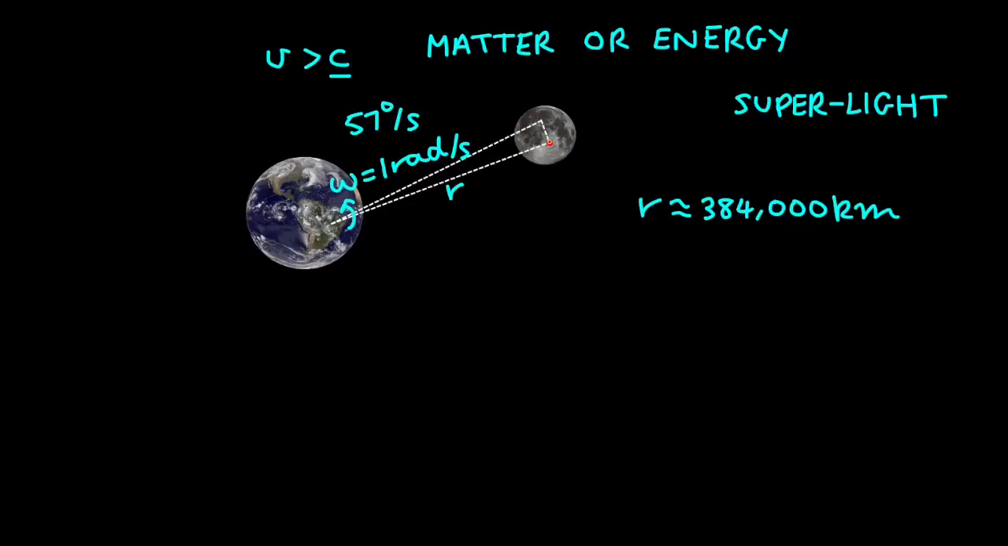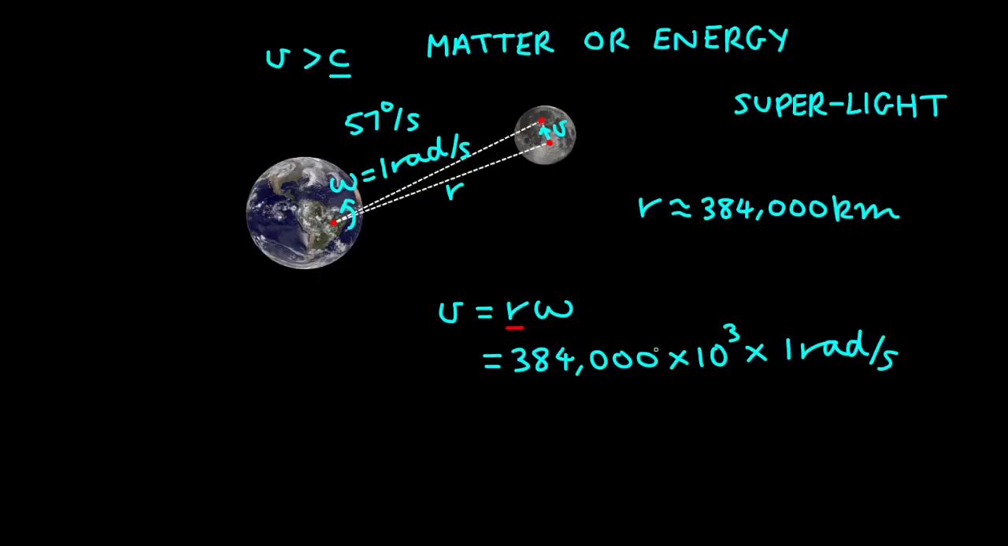So given the tangent velocity of the laser pointer would appear to be the radial distance times the angular velocity, we'd see the laser pointer shift to this position. Because the distance is large, a small movement at the pivot will result in a large displacement at the tip. So we have 384,000 kilometers, by 10 to the 3 meters, multiplied by the angular velocity of 1 radian per second. So that gives 3.84 by 10 to the 8 meters per second, which is larger than the speed of light.